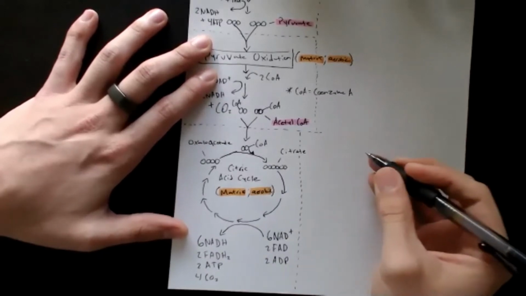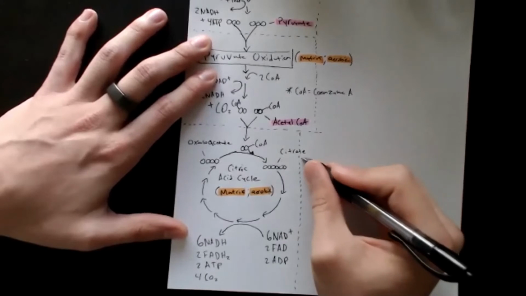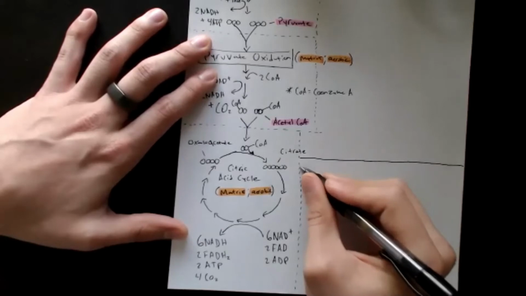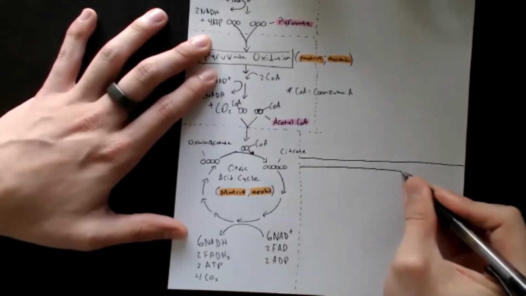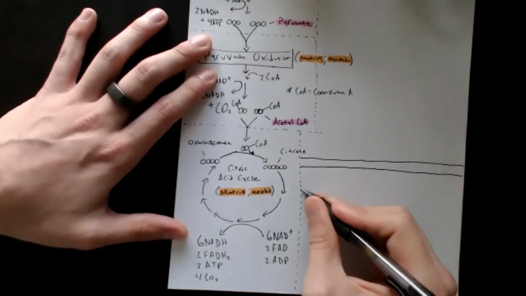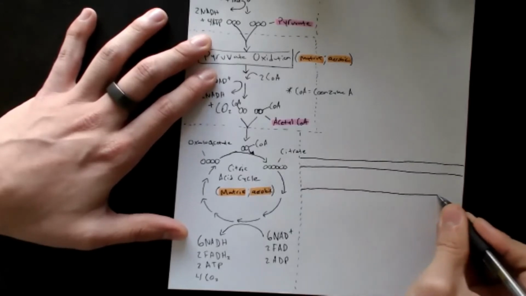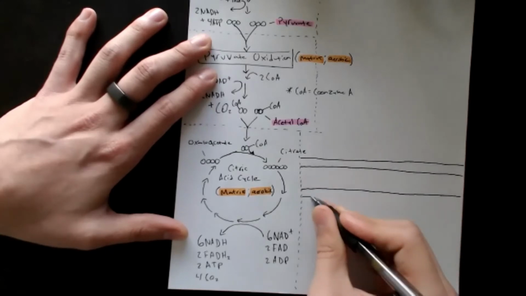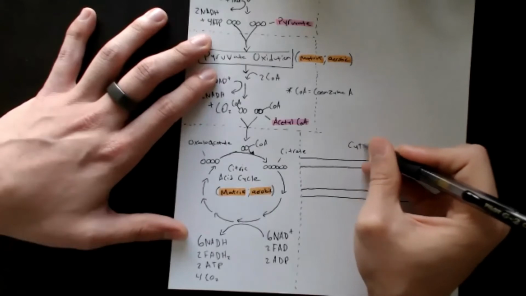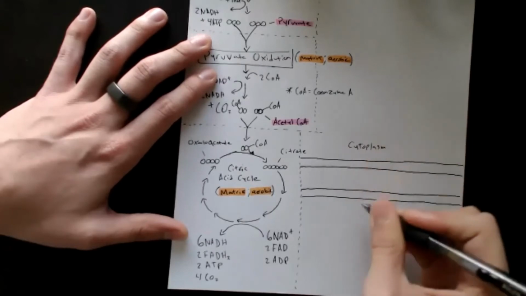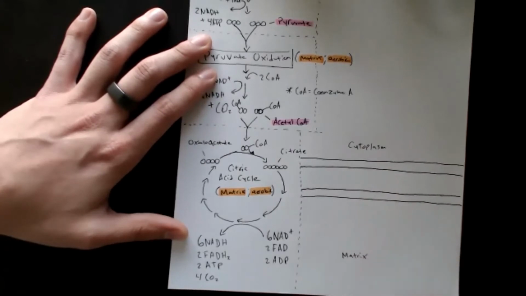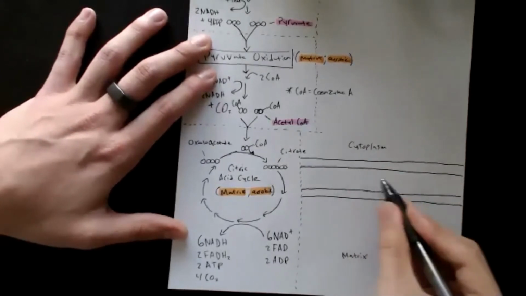Okay, so we've got our electron transport chain. I'm going to really simplify the phospholipid bilayer, so we're going to pretend like this is one phospholipid bilayer. And then remember we have our inner membrane and our outer membrane. We'll say that this is the cytoplasm, and this is the matrix of the mitochondria. And this is going to be your intermembrane space.